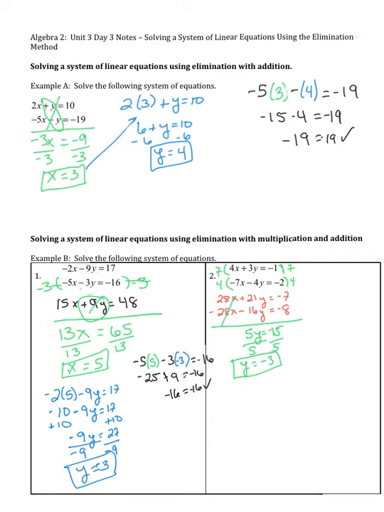I'm going to plug my y value into the top equation, the original equation, not the new one. So 4x plus 3 times negative 3 equals negative 1. 4x minus 9 equals negative 1. Add 9 to both sides, and I get 4x equals 8. Divide by 4, x equals 2.